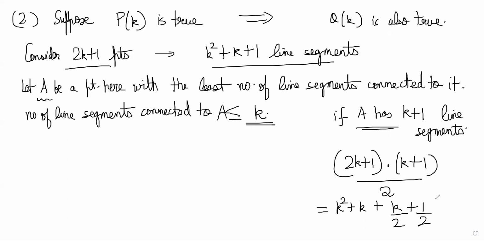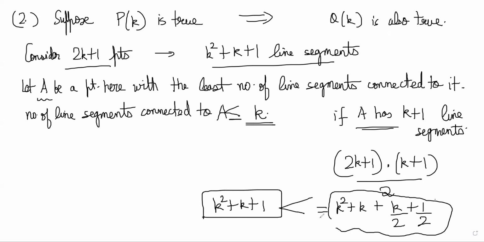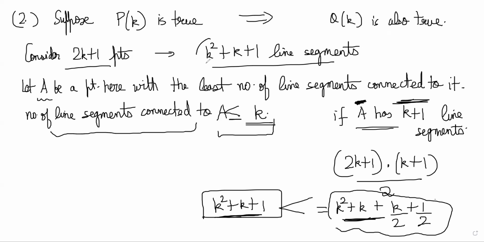This value is clearly greater than k square plus k plus 1, right? Because k is greater than 2. We have already proved the base case of k is equal to 2. We are now doing k higher than 2, right? So this value is greater than k square plus k plus 1. So this is a contradiction. So vertex A cannot have k plus 1 line segments. The number of line segments connected to A is less than or equal to k. That is true. We have proved it by contradiction by counting the total number of line segments possible. And in the hypothesis itself, we had this many total. We cannot exceed that, right?